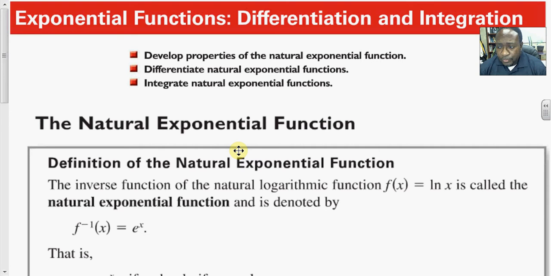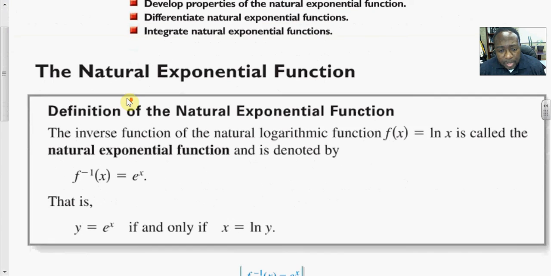Exponential functions, differentiation, and integration. We here really introduce how to calculate the derivative of the exponential function e to the x. In the previous section we looked at the inverse of a function. So we talk about the inverse of e to the x as being the natural log of x, and likewise the inverse of the natural log of x is e to the x.